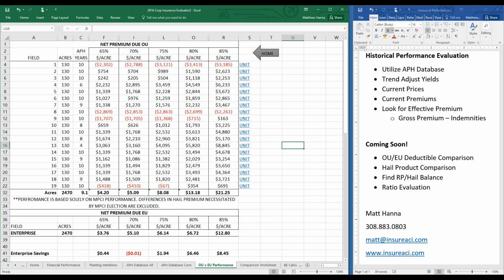So we're going to start today with a historical evaluation. We're then going to tear into optional unit, enterprise unit, deductibles, and comparing those. Hail products, we're going to look at merging your federal crop and your hail together. Then finally, we're going to look at ratio evaluation, because at the end of the day, that's what we care about, and talk a little bit about how we can stress test your ratios to make sure we've got a risk management plan that's going to keep you solvent, make sure that conversation with the banker is as easy as possible this fall. So let's go ahead and tear into this.